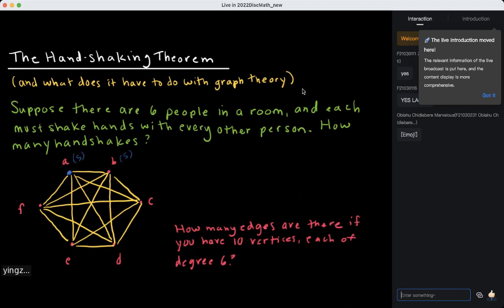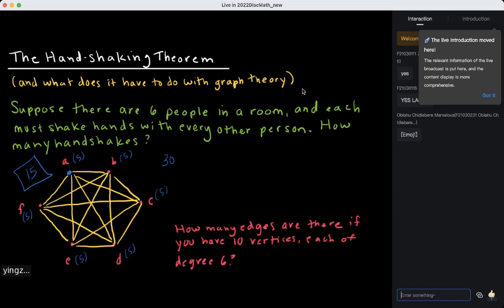And B shakes hands with 5 people, and C shakes hands with 5 people, and D, and E, and F. Now, if I add all of those up, I in fact get 30. Well, we know our solution is 15. We've already discovered that on our own. And 30 is not the correct answer.